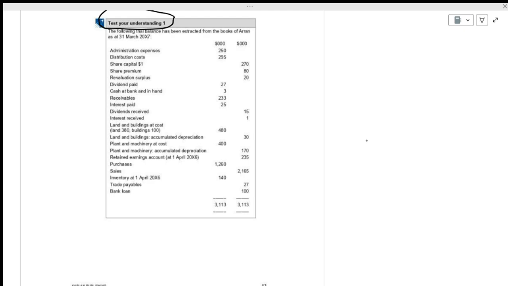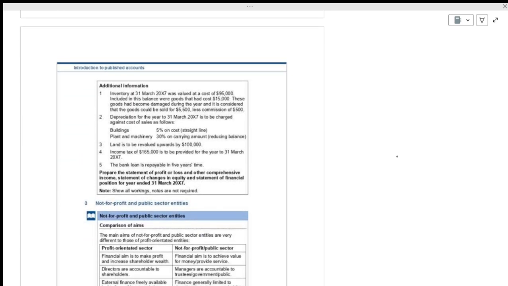Now the moment you first come across a question in the examination, assume this is the question. Some items are in the balance sheet, some are in the income statement. First you have to read the requirements. They are asking: first, prepare the statement of profit and loss account and other comprehensive income. Second, the statement of changes in equity. Third, the statement of financial position. Three things they are asking us.